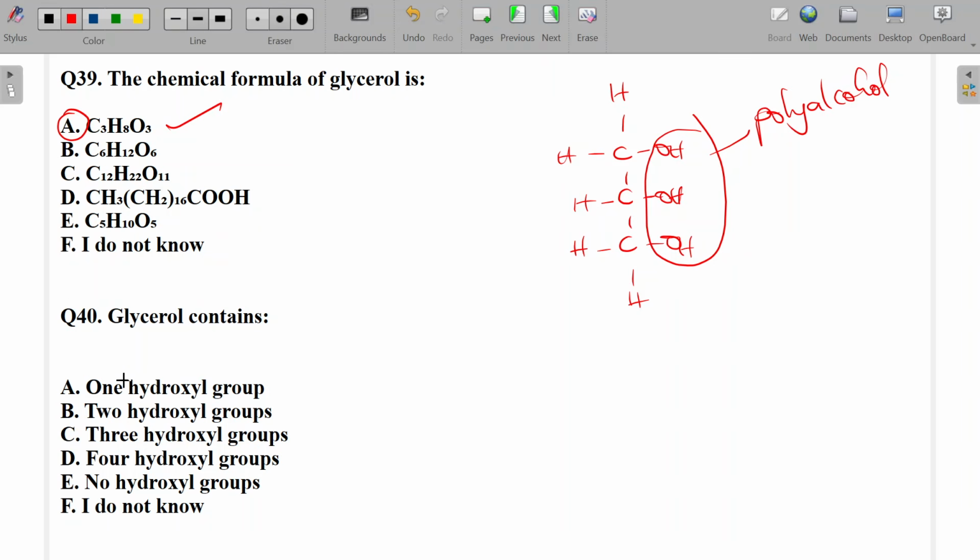Question 40. Glycerol contains A, 1 hydroxyl group, B, 2 hydroxyl groups, C, 3 hydroxyl groups, D, 4 hydroxyl groups, E, no hydroxyl groups, F, I do not know. 3 hydroxyl groups. Yes, there are 3 hydroxyl groups. C.